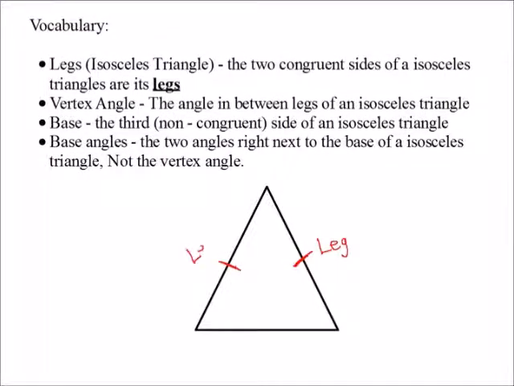So let me go ahead and mark this triangle. Leg and leg, okay? The vertex angle is the angle in between the legs of an isosceles triangle. So right here, this is going to be your vertex angle. So here's a leg, here's a leg. This has to be the vertex angle. I'm going to give this two bands. One band, two bands. Okay, the base. This is the third or non-congruent side of an isosceles triangle. So let's go ahead and say that this is the base.